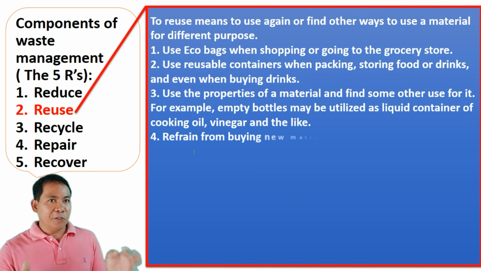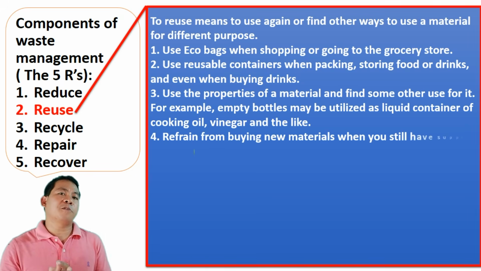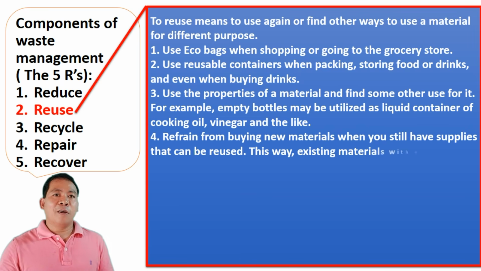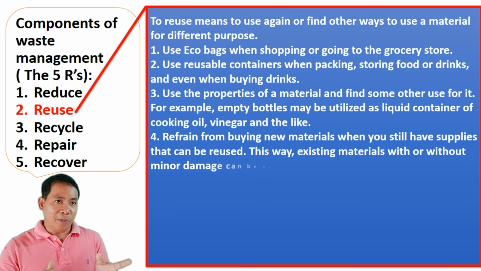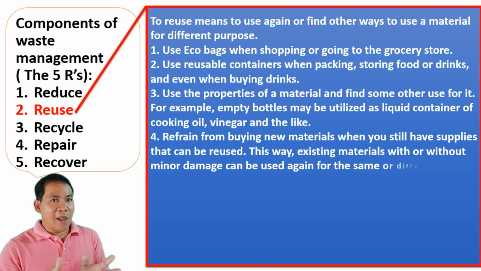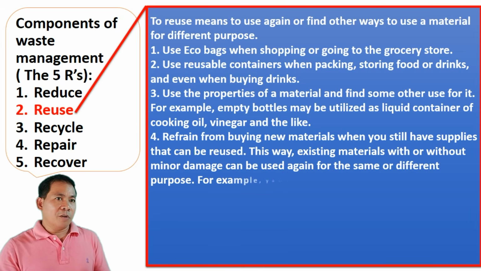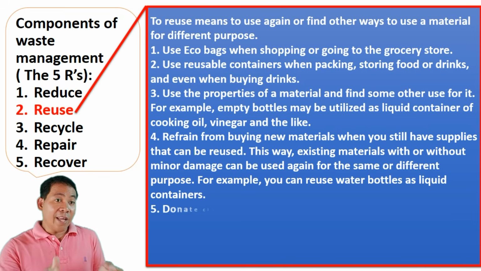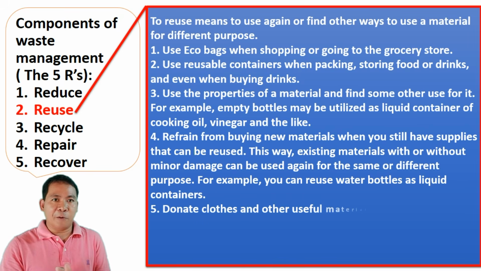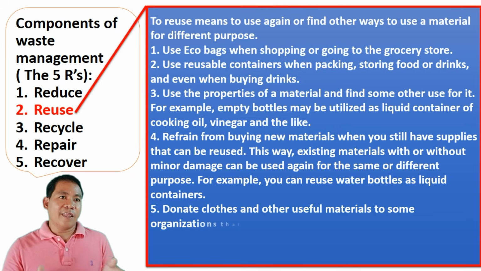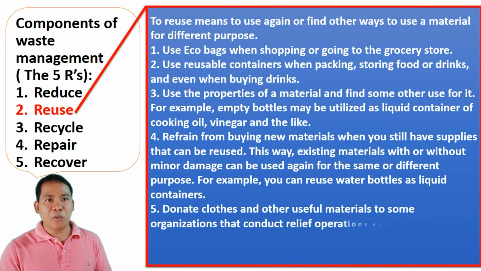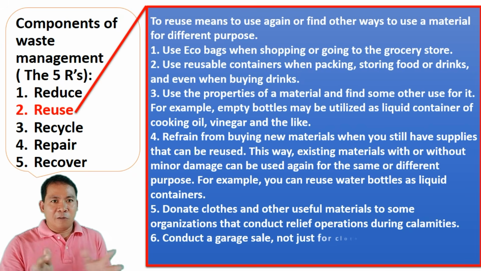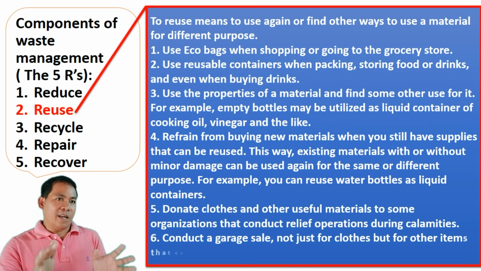Refrain from buying new materials when you still have supplies that can be reused. This way, existing materials, with or without minor damage, can be used again for the same or different purpose. For example, you can reuse a water bottle as a liquid container. Donate clothes and other useful materials to organizations that conduct relief operations during calamities. Conduct a garage sale not just for clothes but for other items that can still be reused.